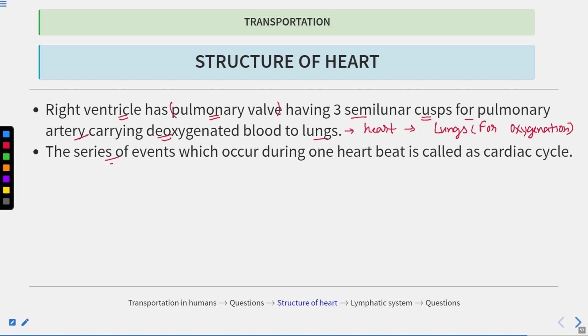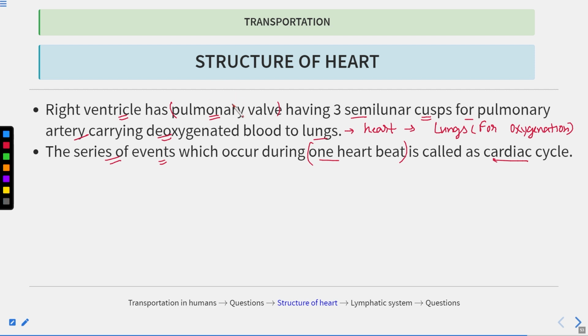Now, the series of events which occur during one heartbeat is known as the cardiac cycle. So if someone asks you what the cardiac cycle is, you can say it is a series of events which occur during one heartbeat. So what is one heartbeat? You can say lub and dub. You will study about this lub and dub. You will also study about systole and diastole. Systole is the contraction, diastole is the relaxation. In the upcoming slide, we'll be studying the definitions of these terms also. So all these terms you have to remember.